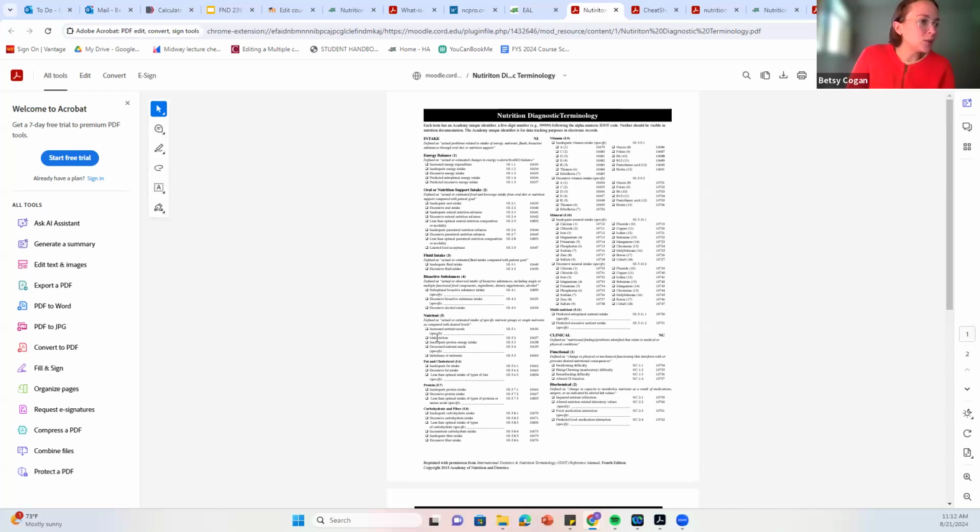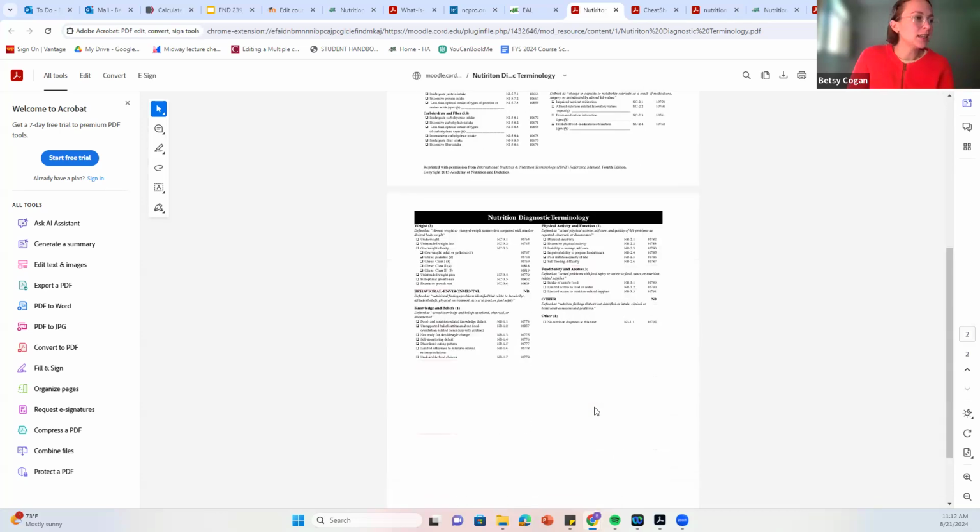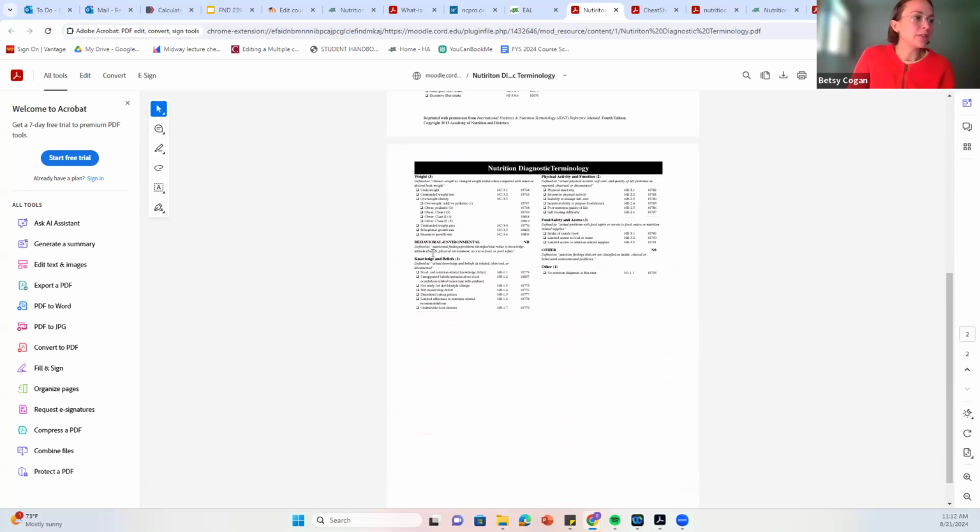This could be malnutrition related, inadequate fat intake. The list goes on and on, right? So nutritional intake is one category. Then we have clinical data. So this could be swallowing difficulty, right? Biochemical data. So let's see, what does that say? Impaired nutrient utilization. And then behavioral environmental.